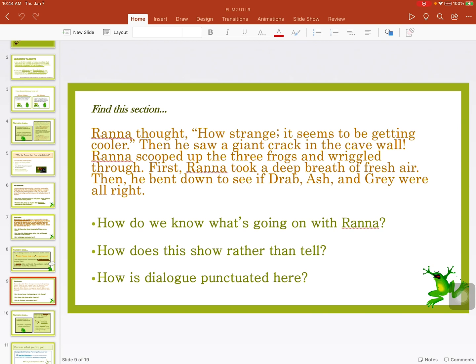How do we know what's going on with Rana? Yeah, there's dialogue to show what the thoughts were going through his head. How does this show rather than tell? Well, we know exactly what he was thinking. How is it punctuated here? Yes, we notice instead of having a comma here, we have a period, but we start with the quotation mark, we have a period, and then we end with a quotation mark.